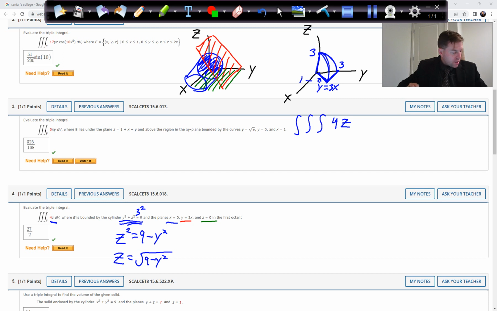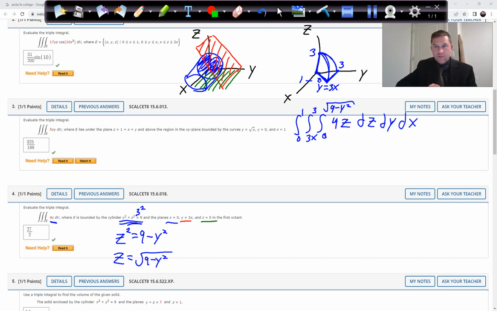So we are going to start with z. z is going to vary from 0 to the square root of 9 minus y squared. Now this is kind of a hint. If the first limits are a function of y, then we want to do y next. And y varies from 3x to 3. And then the last value will be dx, and that varies from 0 to 1. So x will start at the origin, and the biggest it gets is 1. Okay, so let me just double check. And yes, that looks correct.